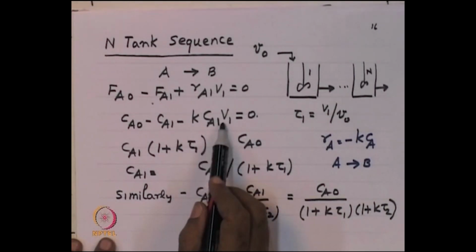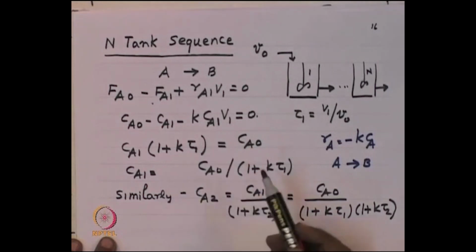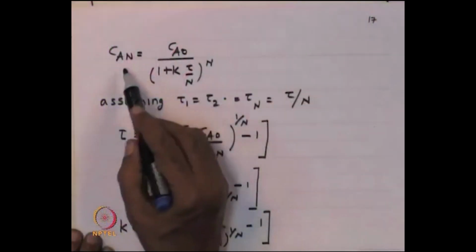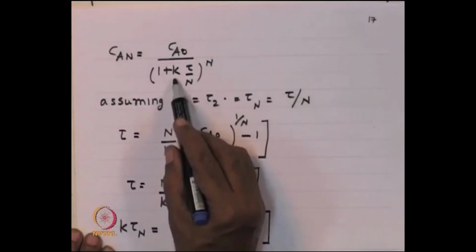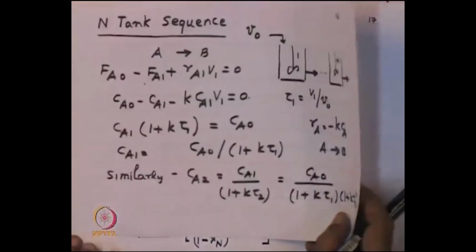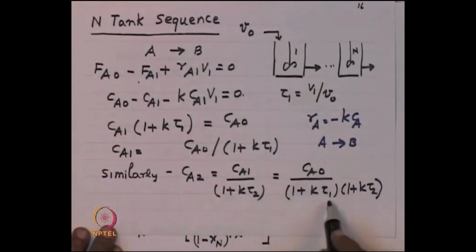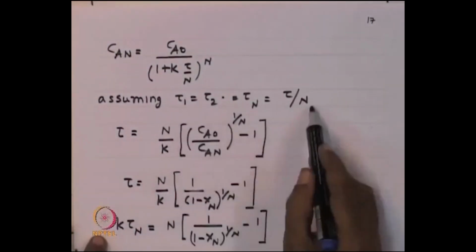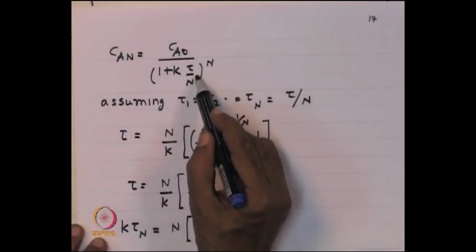So, CA1 becomes CA0 divided by 1 plus K tau1. Okay. Similarly, CA2 equal to CA0 divided by this. Let us just take this analysis forward a little, because it is important. What we are saying is that CAn becomes CA0 divided by (1 plus K tau by n) to the power of n. How does it come? It comes from here. The terms tau1, tau2 are all considered equal to tau divided by n, that is the assumption. Therefore, you get this kind of representation.